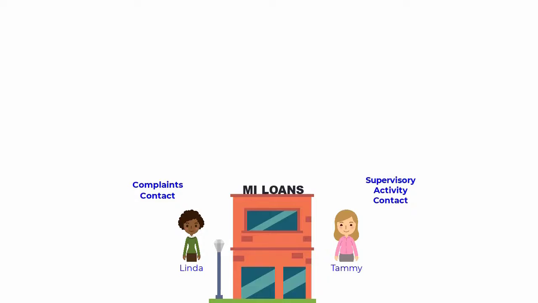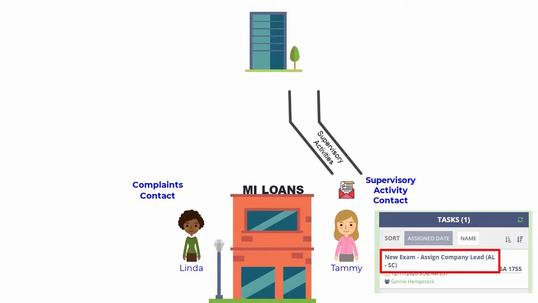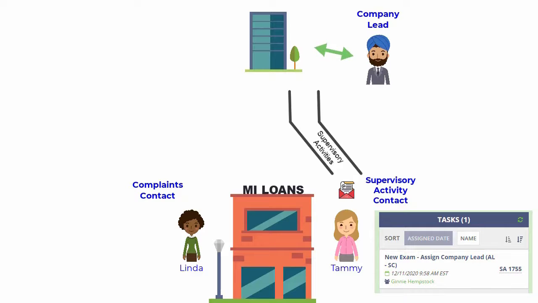Here we have a company named My Loans. At My Loans, the supervisory activity contact is Tammy, and the complaints contact is Linda. So when information requests within an exam or investigation are sent by the regulator, an email will be sent to Tammy, and a task will appear on her homepage, since she is the supervisory activity contact. The task is to assign a company lead. The company lead is the person who will communicate back and forth with the agency until the exam is marked closed. Only the supervisory activity contact can assign the company lead.